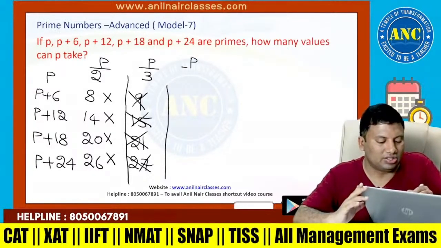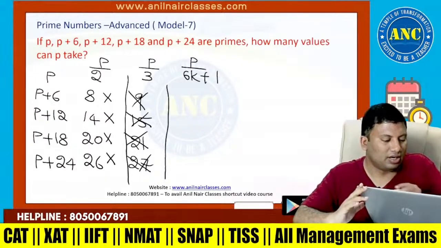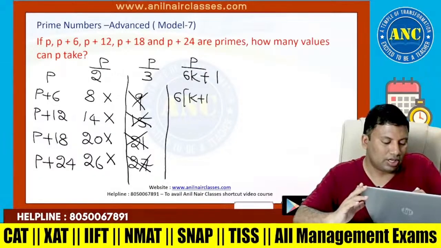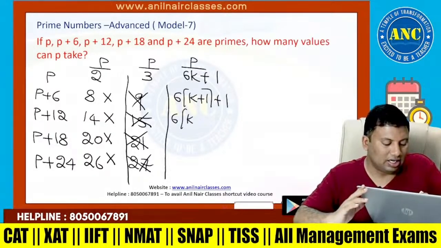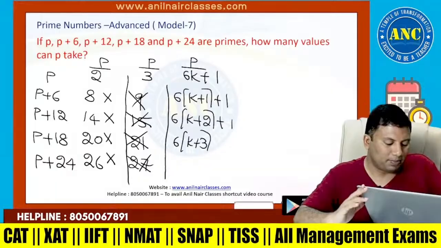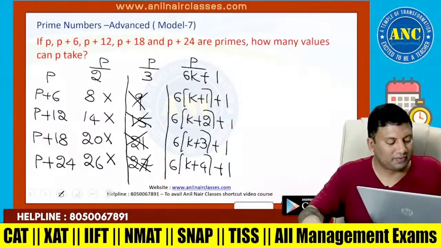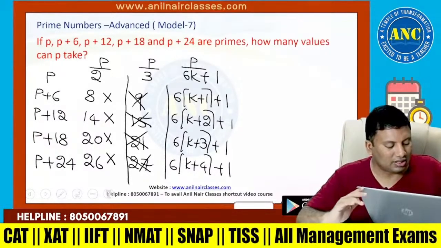If P is 6k plus 1, then P plus 6 is 6k plus 7, that is 6 into k plus 1, plus 1. P plus 12 is 6k plus 13, that is 6 into k plus 2, plus 1. Then 6 into k plus 3, plus 1, and 6 into k plus 4, plus 1. Now see here. Listen carefully.